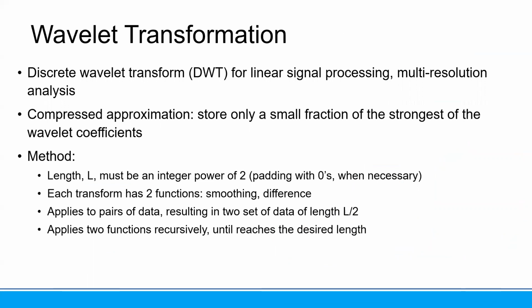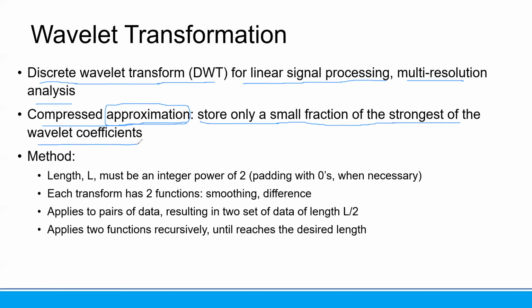There's one transformation named wavelet transformation, or people call it the discrete wavelet transform. It is a method for linear signal processing or multi-resolution analysis. So we have the compressed approximation. This is only to compress the data, and we are trying to use the approximation. Approximation is like we cannot have a certain value, just a value that is close to that value. It stores only a small fraction of the strongest wavelet coefficients.